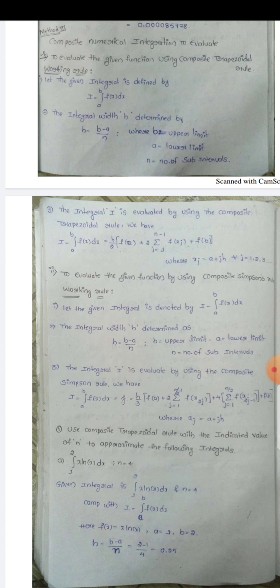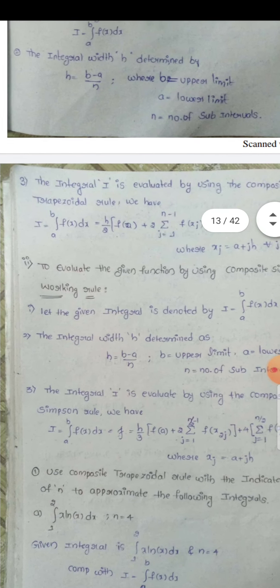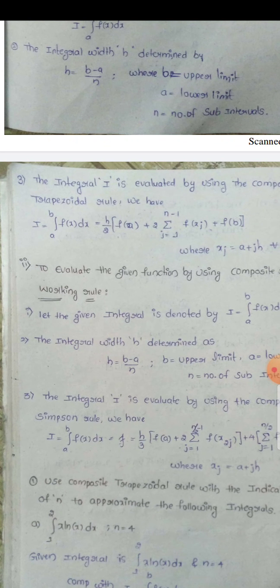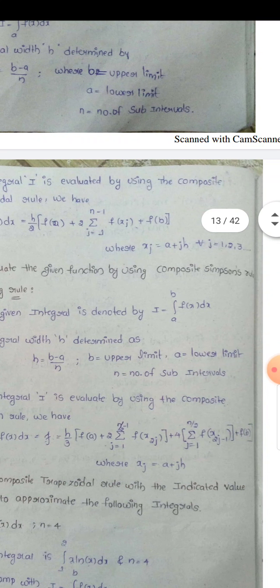Third one, the integral I is evaluated by using the composite trapezoidal rule. We have I is equal to the integral from a to b of f of x dx equals h by 2 into f of a plus 2 into the summation j equals 1 to n minus 1 of f of x_j plus f of b, where x_j equals a plus jh for all j equals 1, 2, 3, and so on.